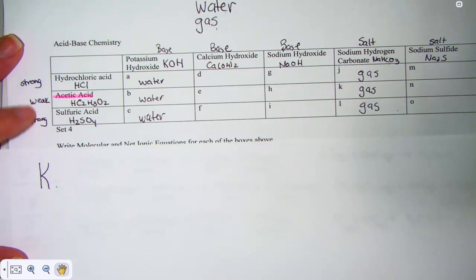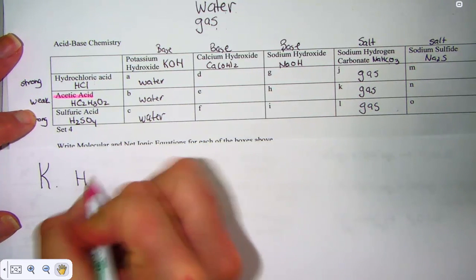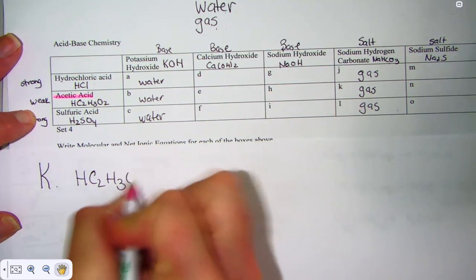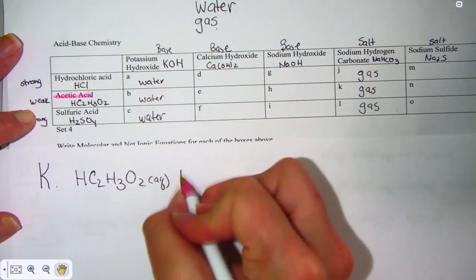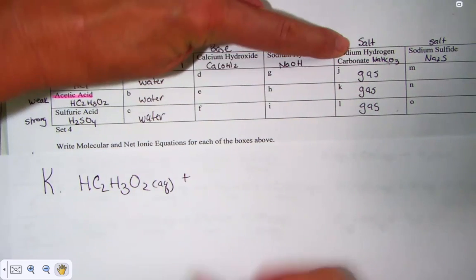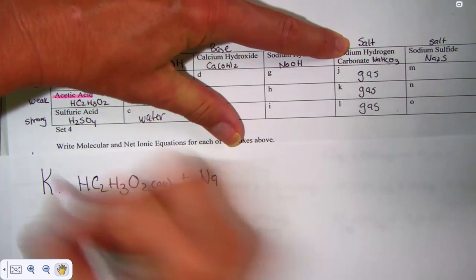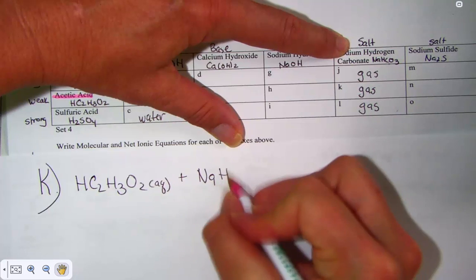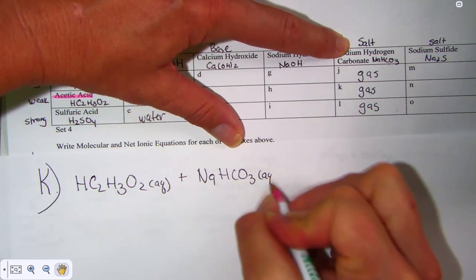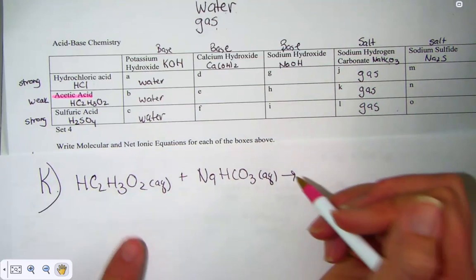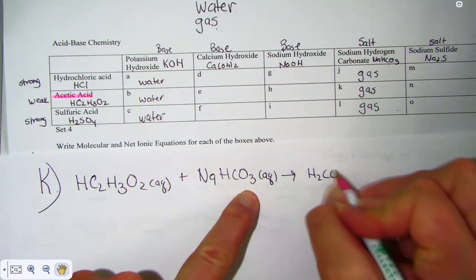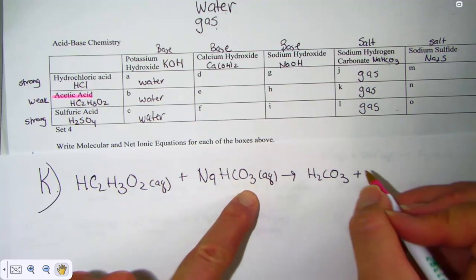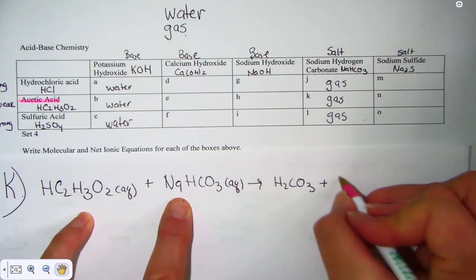Letter K, we have a weak acid, HC2H3O2, aqueous. We have that with a salt, sodium hydrogen carbonate. Now the pattern of change, H goes to HCO3 and Na goes to acetate.